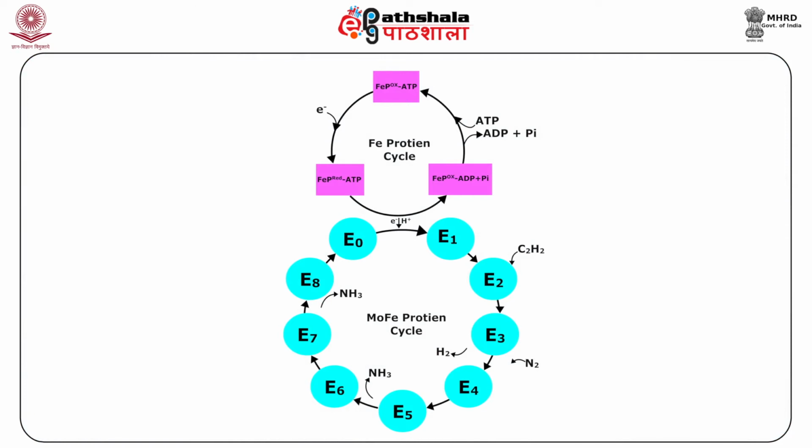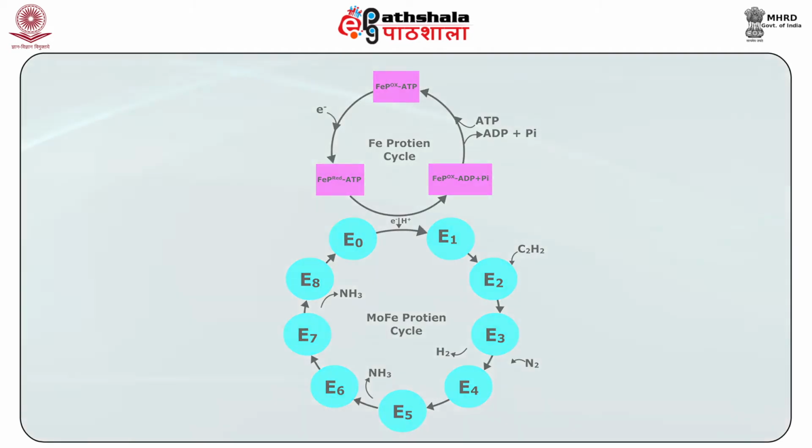Thus, molybdenum iron protein proceeds through states from E0 to E8 during nitrogen fixation before it returns back to the resting state. The 1 electron iron protein cycle and 8 electron molybdenum iron protein cycle can be conceived of as interlocking with the iron protein cycle, driving the molybdenum iron protein to successively reduced states. This model for the nitrogenase mechanism depicts several important observations regarding the mechanics of the catalysis.